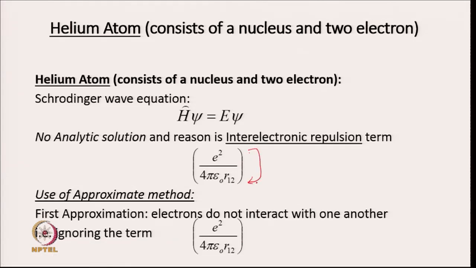The inter-electronic repulsion term between two electrons is given by e square divided by 4 pi epsilon naught r12, where r12 is the distance between the two electrons. So, generally we use different methods to calculate the energy of different levels associated with the helium atom. One of the most common methods is the approximate method. In this method, first we assume that electrons don't interact with one another, and then we can ignore this potential energy term due to inter-electron repulsion.